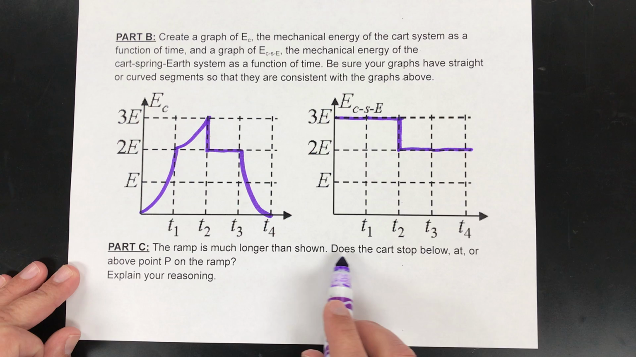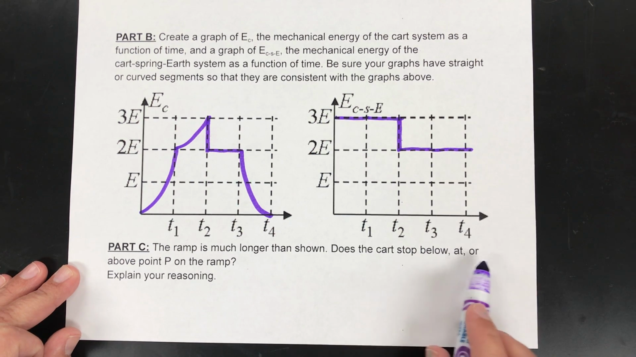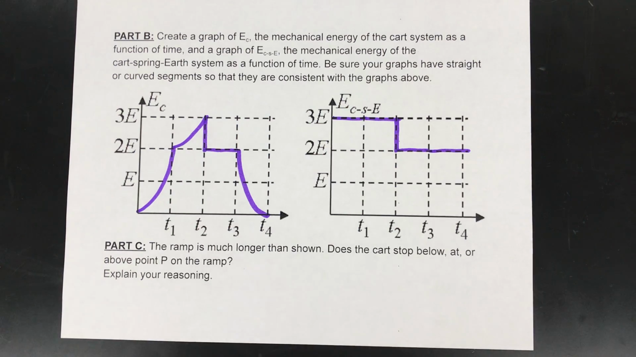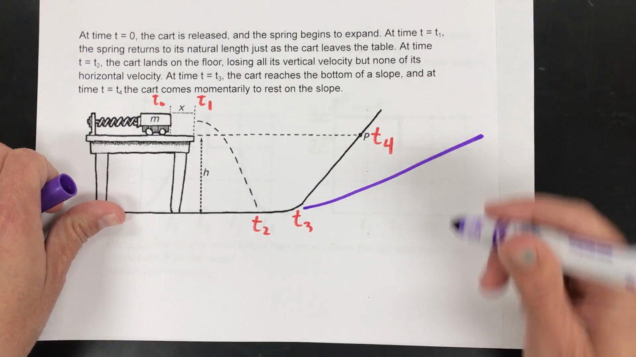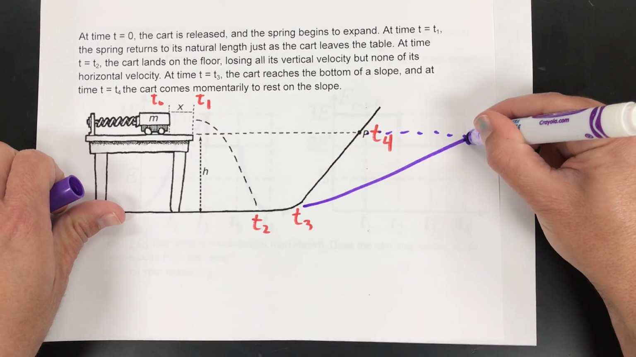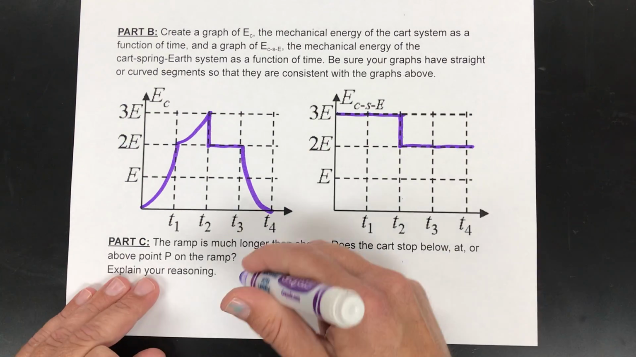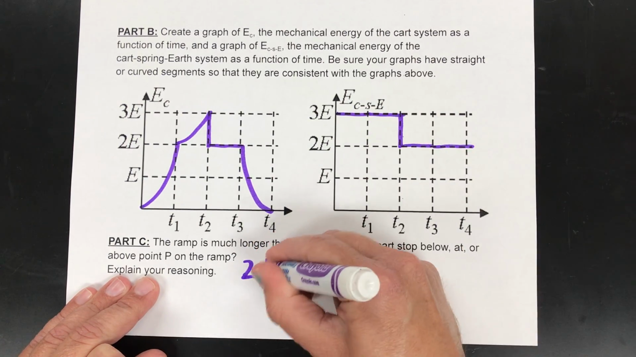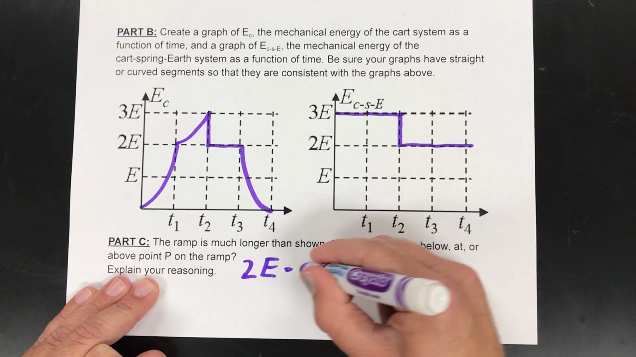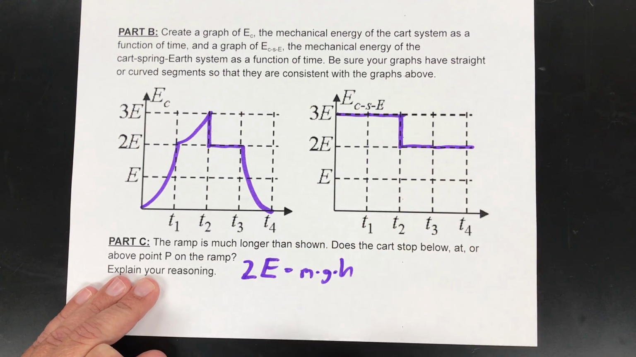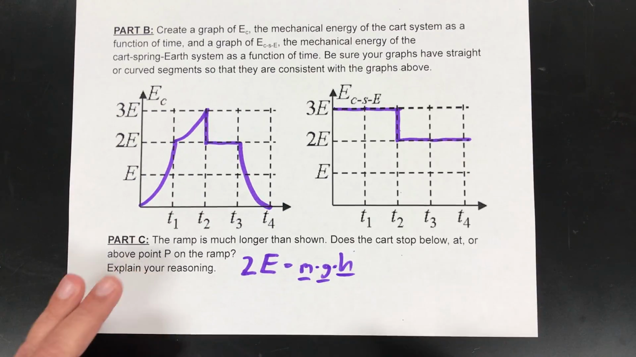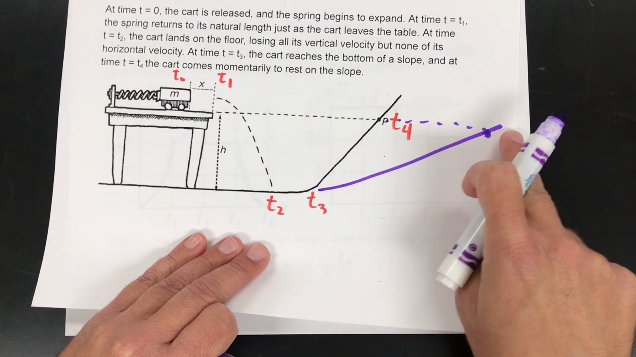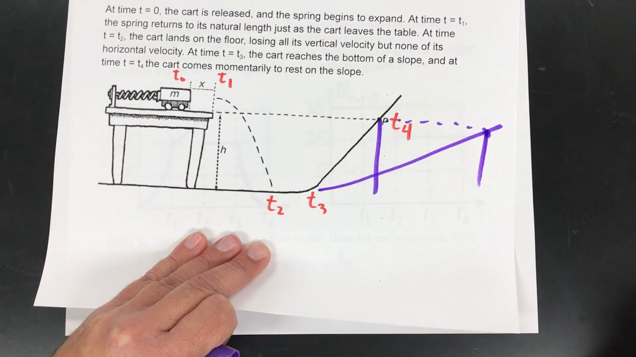So it says the ramp is much longer than shown. Does the cart stop below, at, or above point P? So let's say the ramp is not like this, but something like this. Where will we go? Well, we'll actually go to the exact same height. And the reason why is we still have the same amount of energy. We have 2E worth of energy no matter what, and that's going to be turned totally into gravitational potential energy, so that's going to become mass times gravity times height. The mass is fixed, gravity's fixed, so that height is fixed as well. The only thing that will change then is how long it takes you to get up there or how much sideways distance you have to travel, but the height will be the same in both cases.